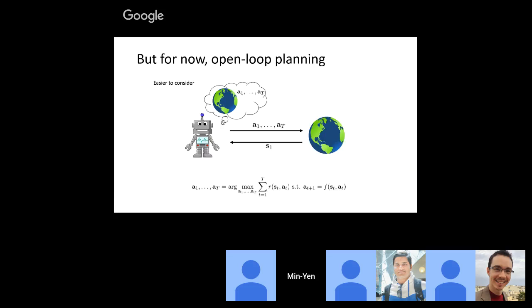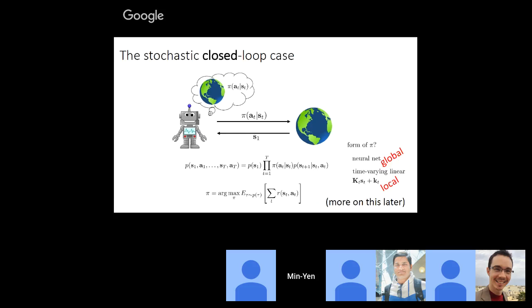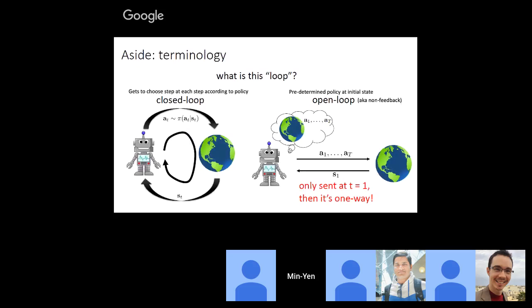I have a question. Is closed loop planning a special case of open loop planning? Are they mutually exclusive? Are they subsets of each other?